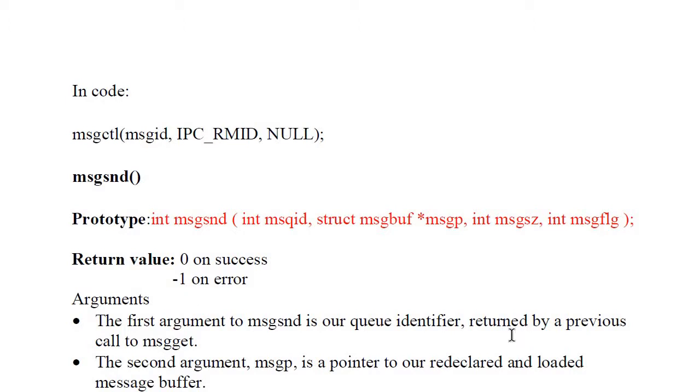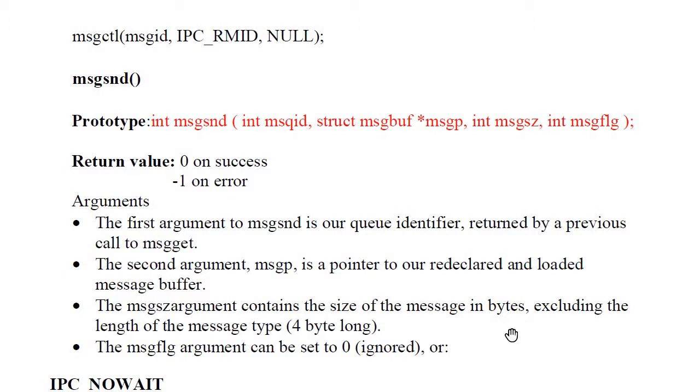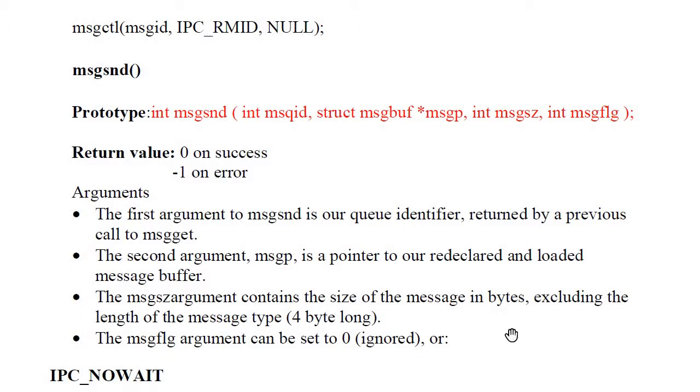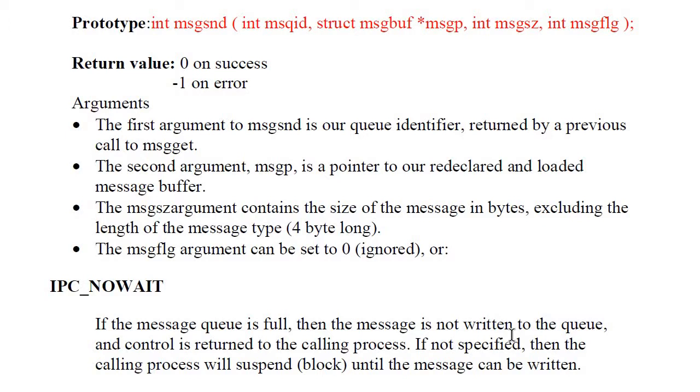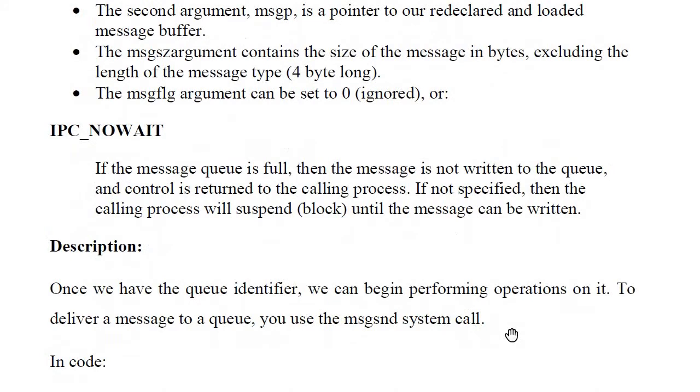Then the arguments: the first argument to msgsnd is our queue identifier returned by a previous call to msgget. The second argument is a pointer to our redeclared and loaded message buffer. The msgsz argument contains the size of the message in bytes, excluding the length of the message type. The flag argument can be set to 0 or it can be IPC_NOWAIT. If the message queue is full, then the message is not written to the queue and control is returned to the calling process. If not specified, then the calling process will block until the message can be written.